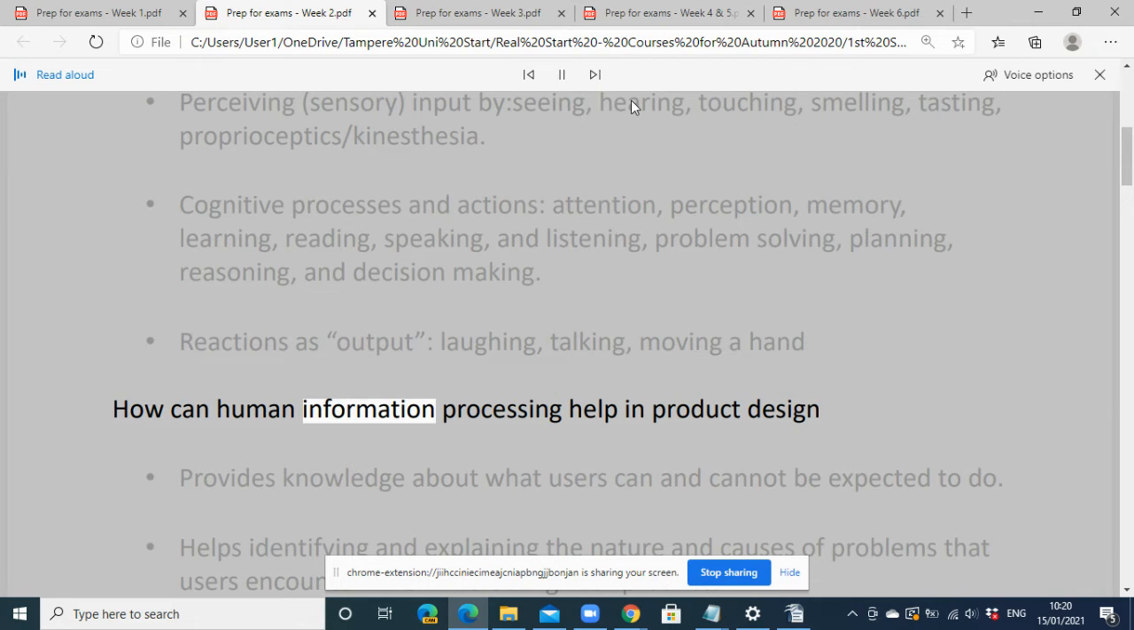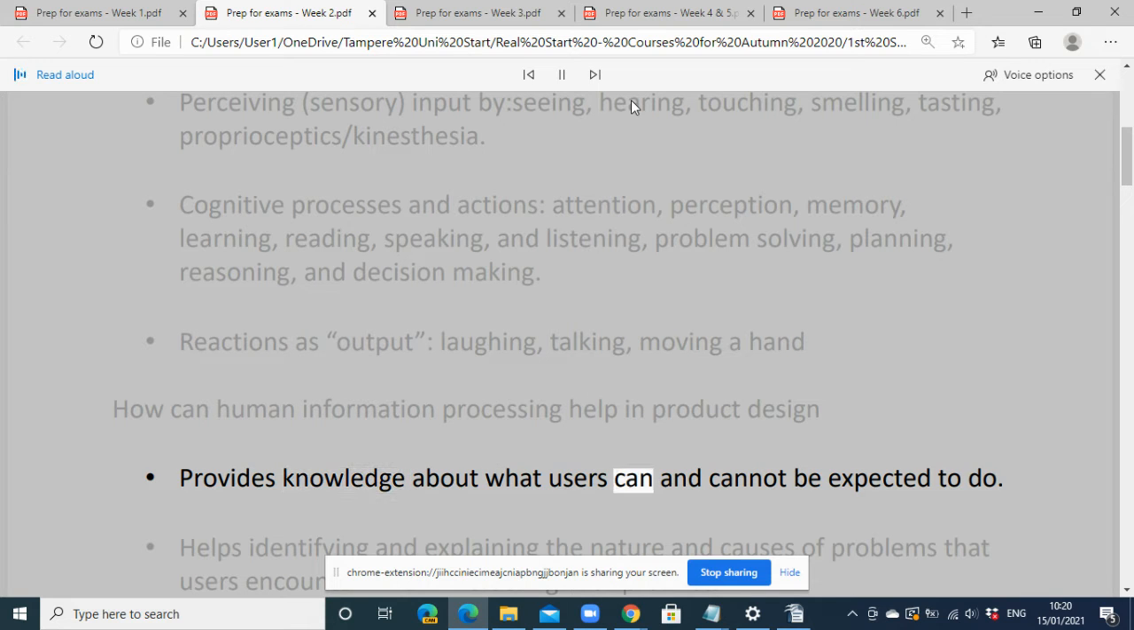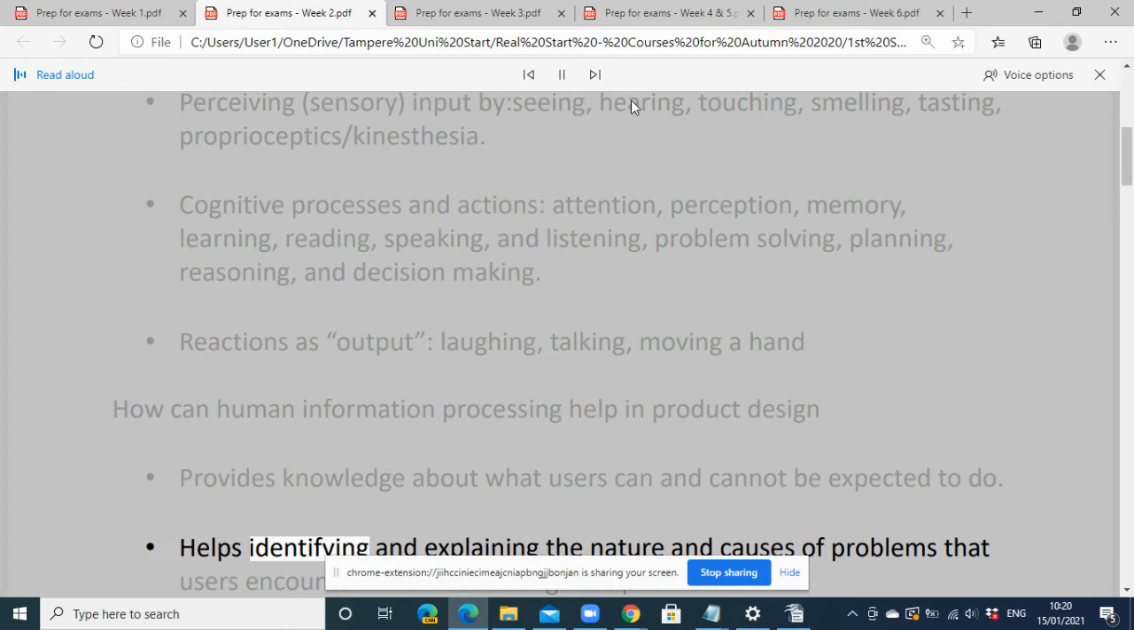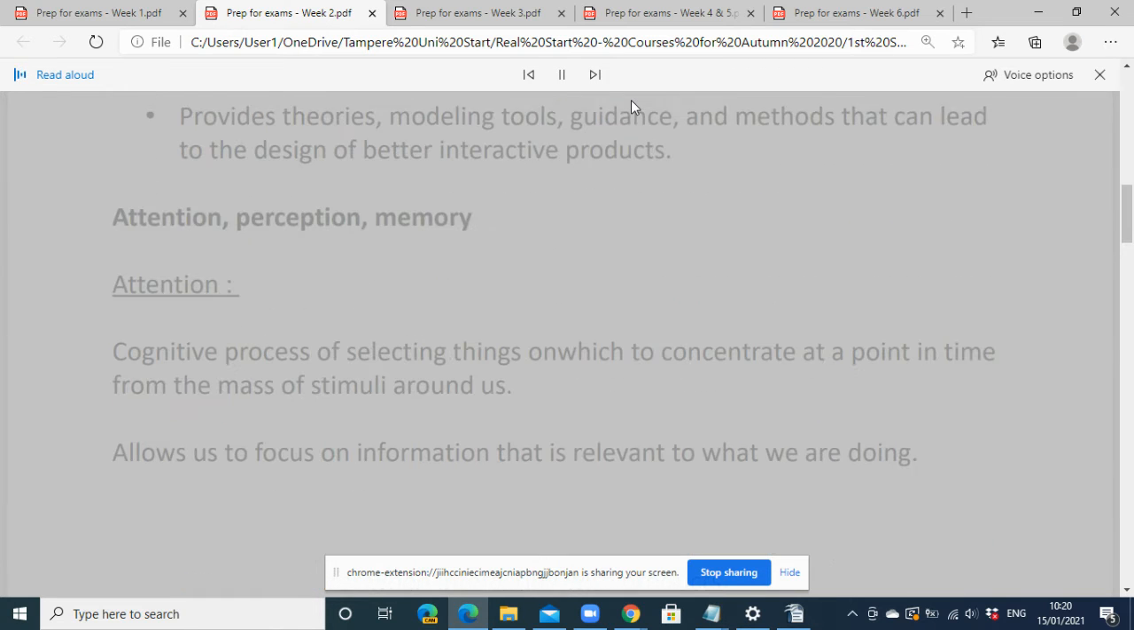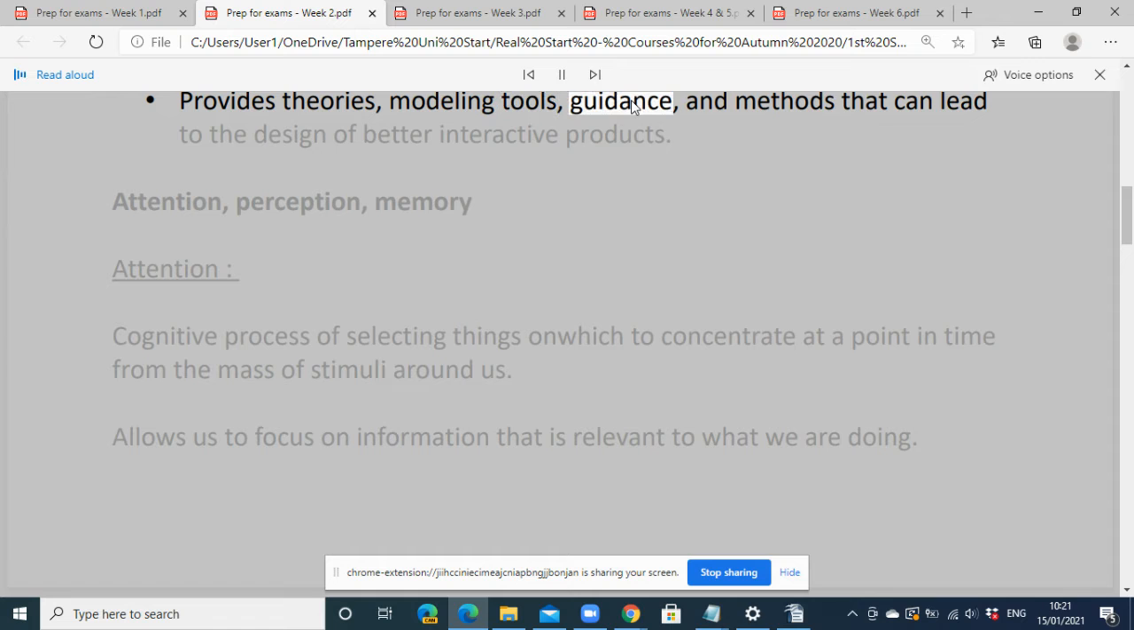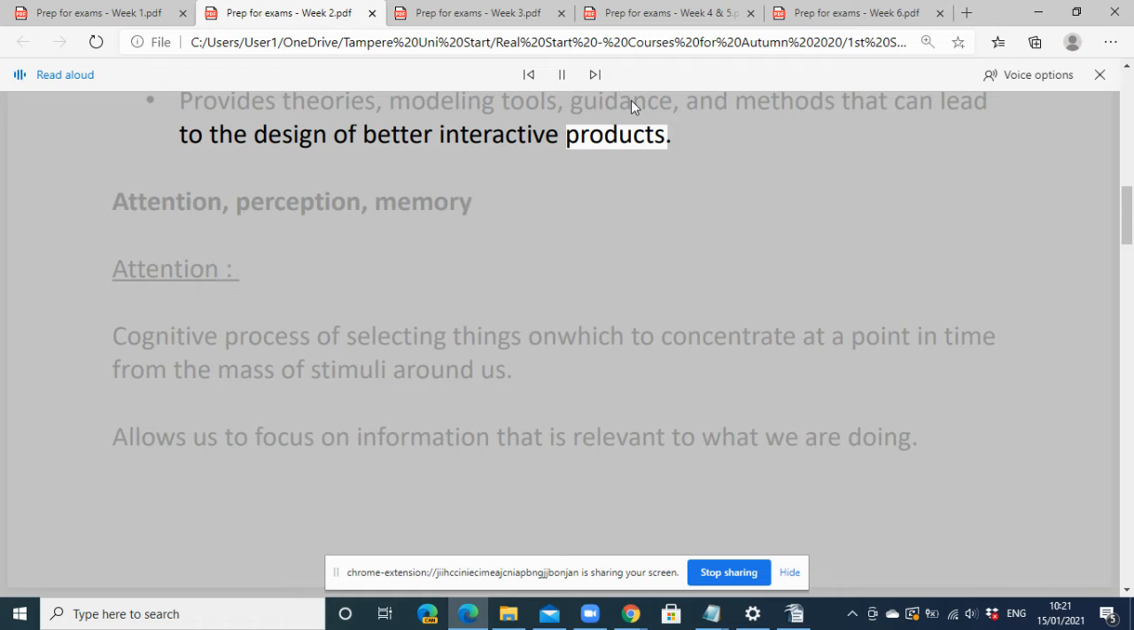How can human information processing help in product design? Provides knowledge about what users can and cannot be expected to do. Helps identify and explain the nature and causes of problems that users encounter when interacting with products. Provides theories, modeling tools, guidance, and methods that can lead to the design of better interactive products.